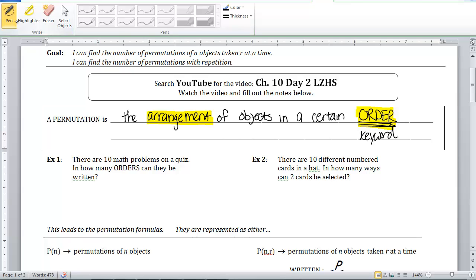Well, if we think about our basic counting principle from yesterday, I have 10 problems, 1, 2, 3, 4, 5, 6, 7, 8, 9, 10. And when I start to write the quiz, I still have those 10 problems to choose from. Once I've written the first problem, though, I only have 9 left for the second. Then I only have 8, and so on.